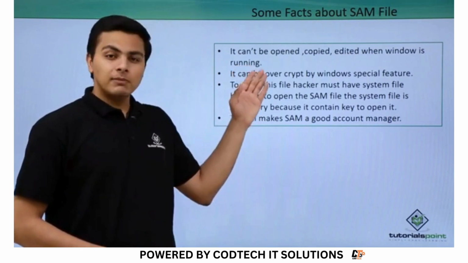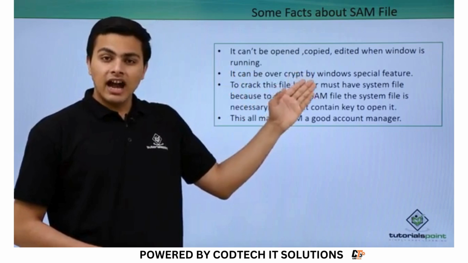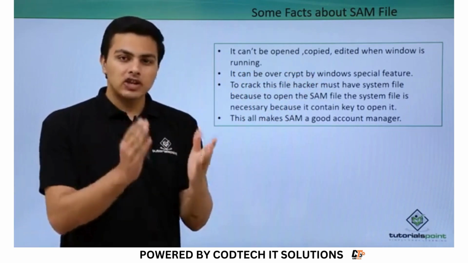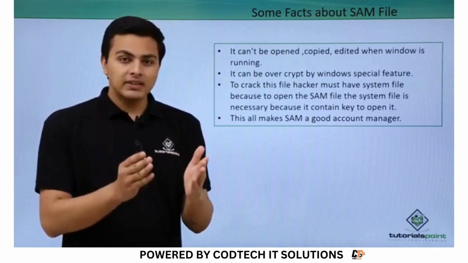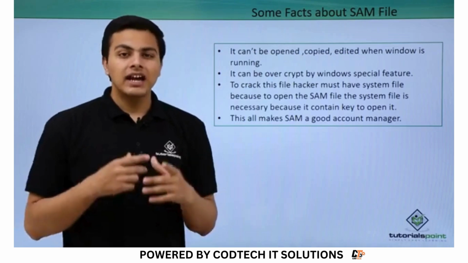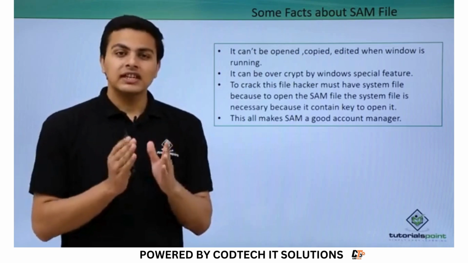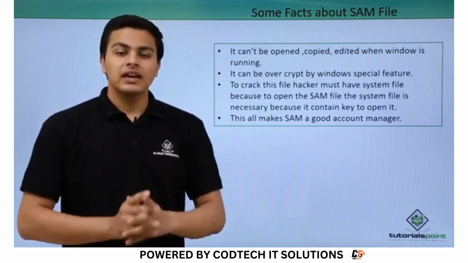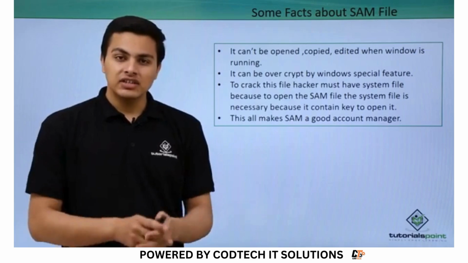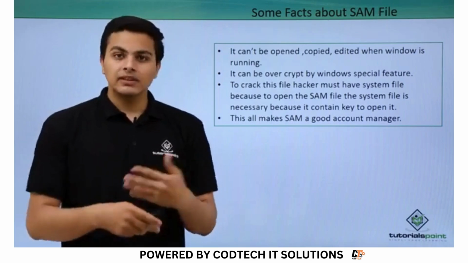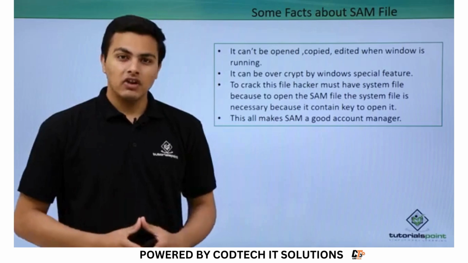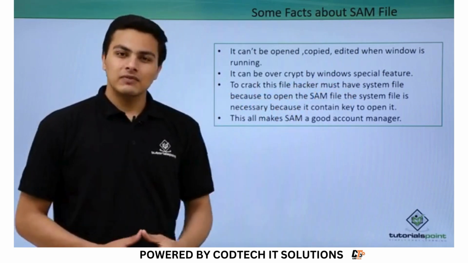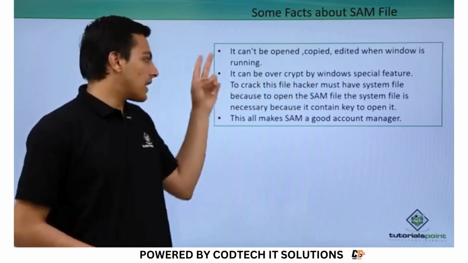The SAM file can't be opened, can't be edited, and can't be copied if the Windows operating system is running. Which means if we are using Windows, then we can't copy this file, we can't open this file, and we can't even edit this file. So this is the first security feature of this file. The next feature is, because we know that the SAM file contains the passwords in the form of hashes, we can encrypt this file in order to make it more secure. You can see here that it can be encrypted by Windows using special features. So these are the two security features of the SAM file.